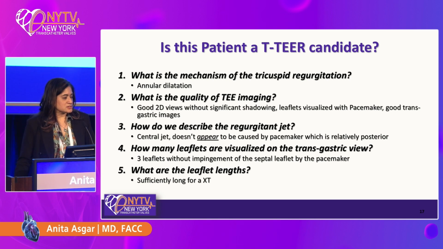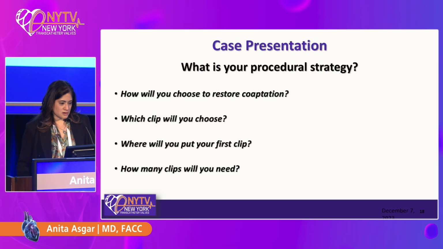How did we describe the regurgitant jet? It was central. It didn't appear to be associated with the pacemaker, which was relatively posterior. And how many leaflets did we feel? We saw 3. Most importantly, though, we didn't feel we saw impingement of the septal leaflet by the pacemaker, which could potentially be a contraindication, and we felt the leaflets were long.